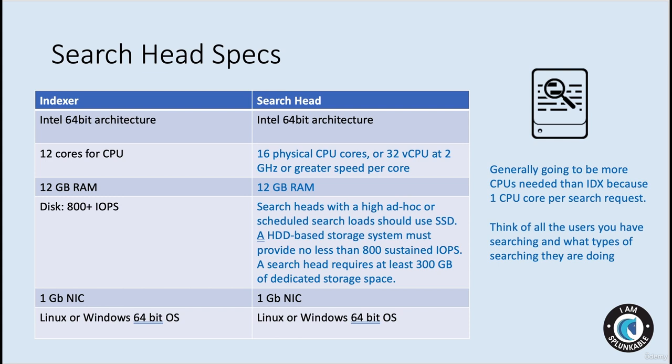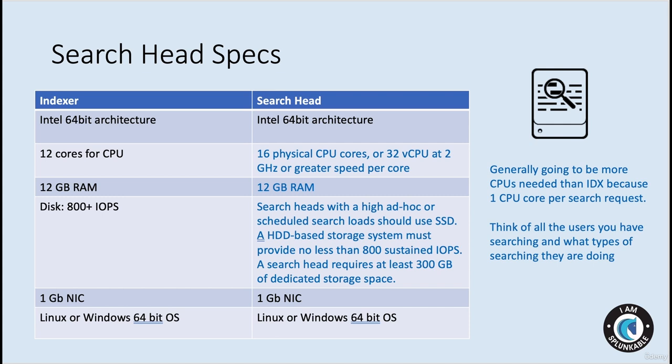If they're doing acceleration, if there's apps running searches in the background, how many users are going to be running real-time searching, etc. All those things play a massive factor in your scaling for the specs that you need to assign and allocate to your search head.